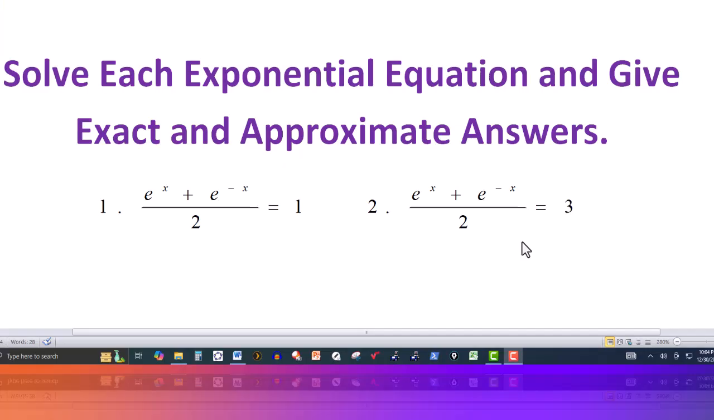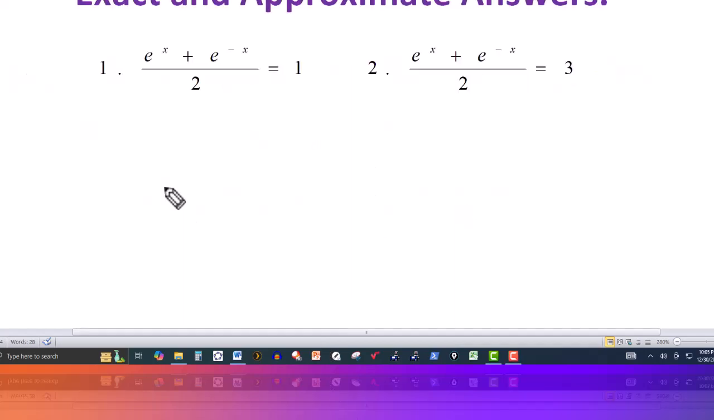In this video we have two exponential equations and we want to give exact solutions and approximate solutions. Now let's look at the first one. And always look for obvious solutions if there are any.